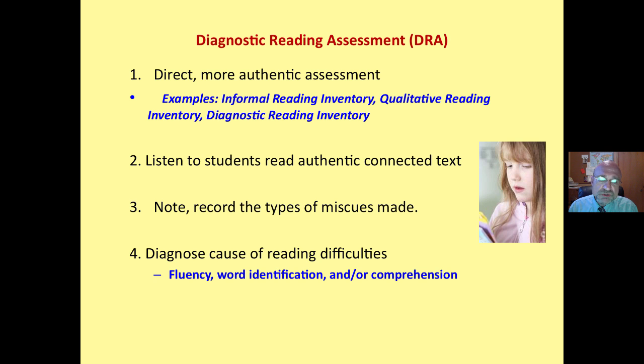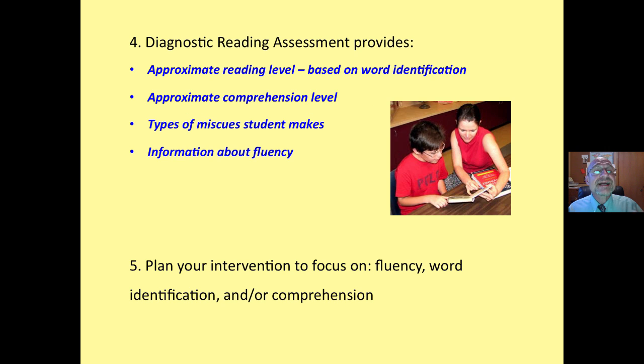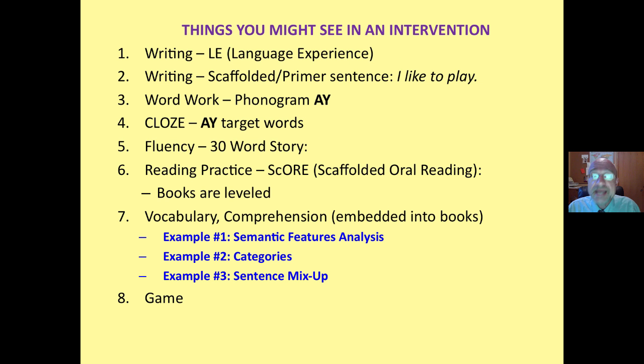Based on this, you're able to diagnose what is causing the problem. Is it fluency, word identification, and/or comprehension, or all of these? So, a diagnostic reading assessment gives you the approximate reading grade level based on word identification, approximate comprehension level. It tells you exactly the type of miscues students are making so that you can plan their intervention, and it gives you information about fluency. So again, you plan your intervention to focus on 1, 2, or 3 of these deficit areas.